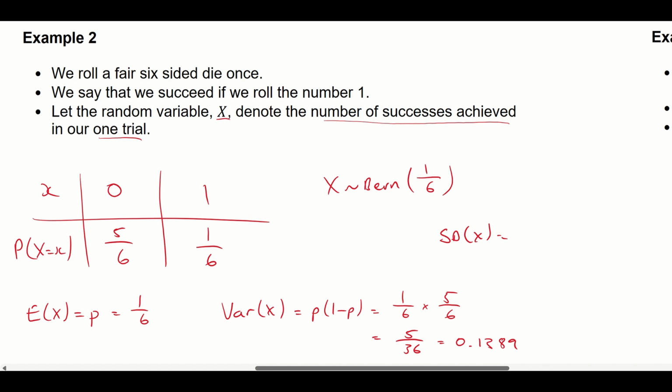And finally, the standard deviation is just equal to the square root of 5 over 36, which is the square root of 5 over 6. And if you wanted a decimal for that, it would be 0.3727 as the standard deviation in this case.